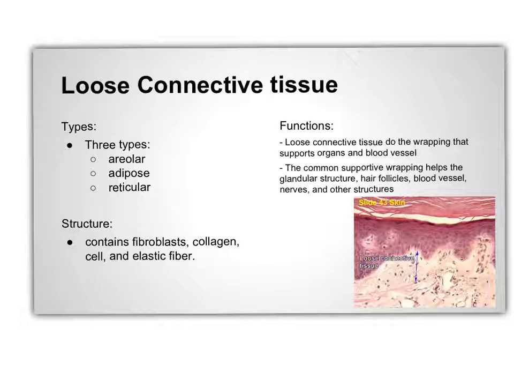Inside the connective tissue, there are fibroblasts, collagen, cells, and elastic fiber. Their job is to wrap and support the organs to stay together to make a good structure. They also support the blood vessels in the same way as they do in organs. They commonly do the effective wraps around the glandular structure, hair follicles, blood vessels, nerves, and others.